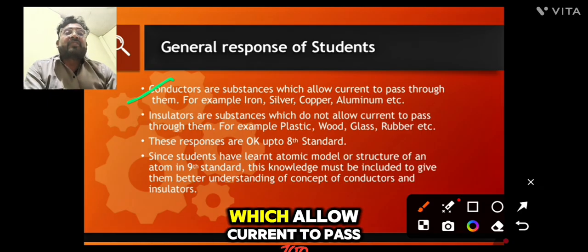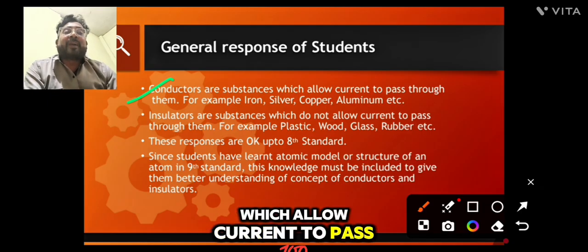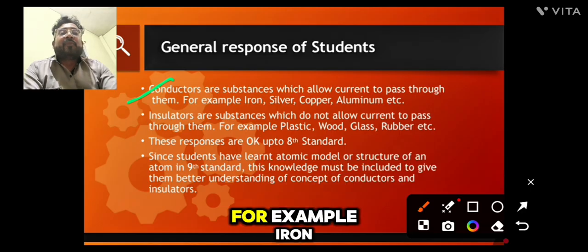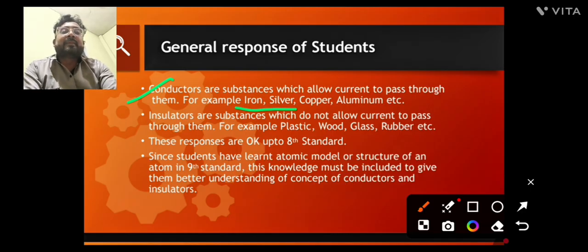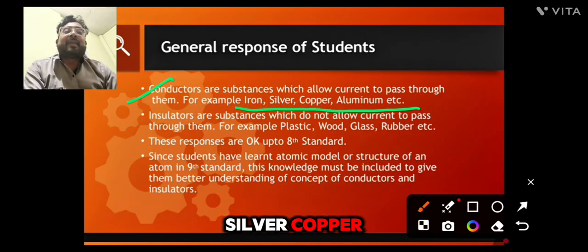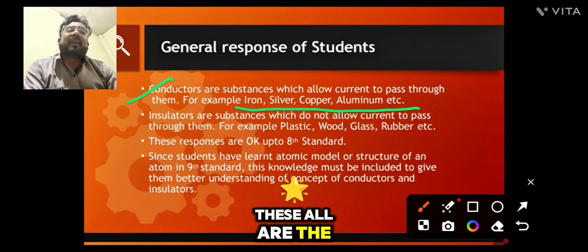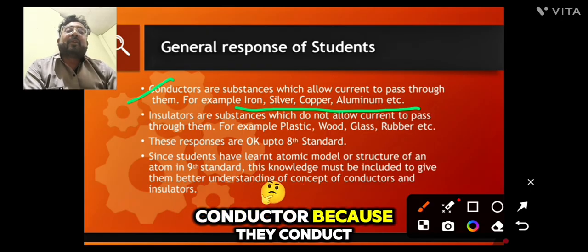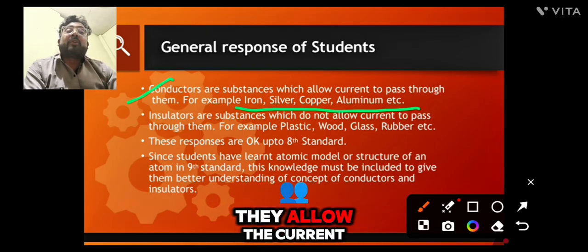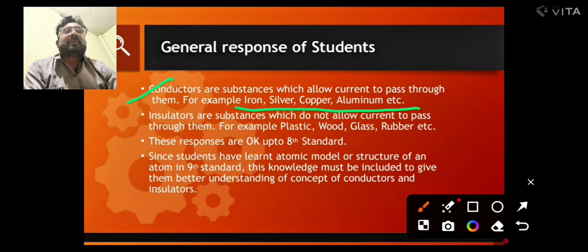Conductors are substances which allow current to pass through them. For example, iron, silver, copper, aluminium. These are all conductors because they allow the current to pass.